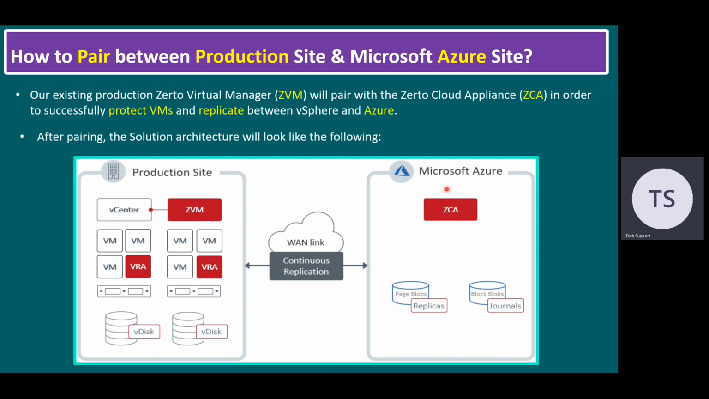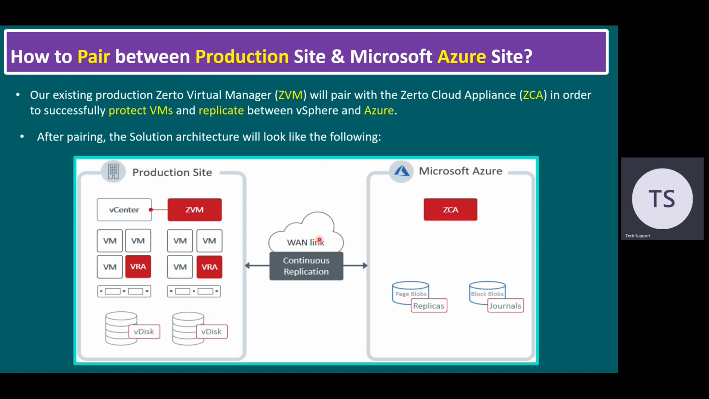And then from the production side, if you want to connect to our Microsoft Azure site, we need to install a Zerto cloud appliance. So this cloud appliance and the production site, we have to pair between these two sites. So this lab we can observe today. Okay, so this solution we are already familiar with now. So let's quickly understand. I will connect to our lab system and I will show you how we can pair between production site and Azure site.